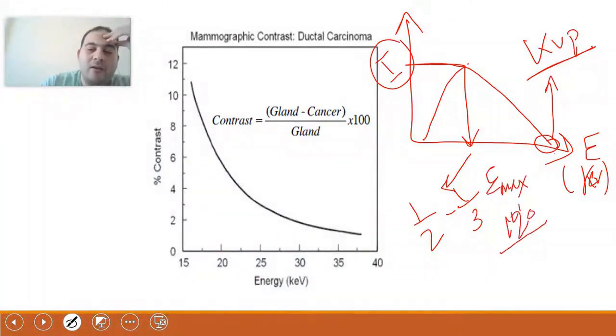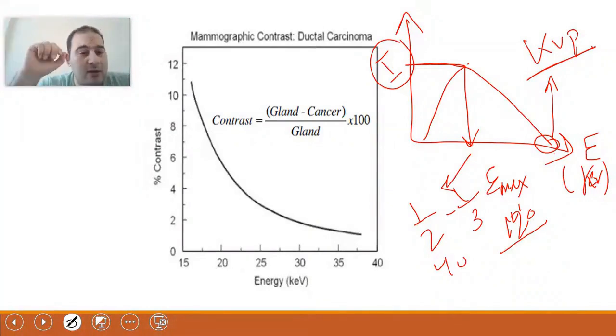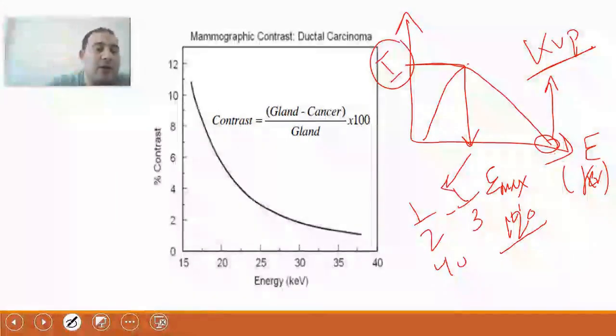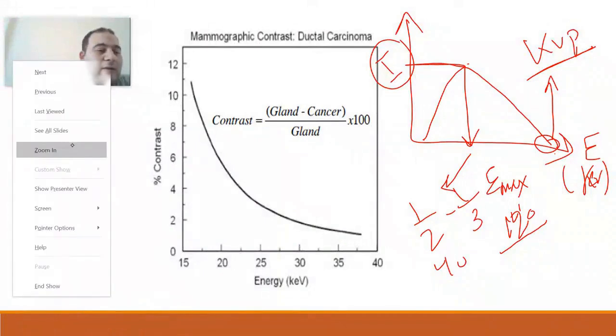So, if the maximum is 120 kVp, then this energy is, for example, 40 kilo electron volts, meaning most photons carry 40 kilo electron volts. We call this spectrum Bremsstrahlung radiation, which is the braking radiation.